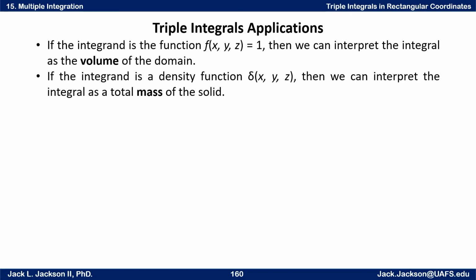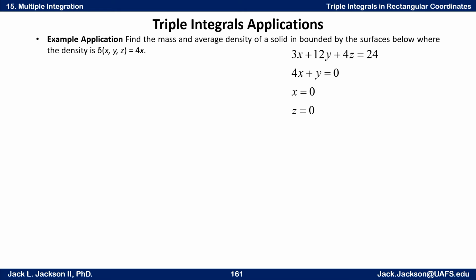So here's our example that we want to do. Find the mass and average density of a solid that's bounded by the surfaces below, where the density is given by 4x. So we have this 3D solid bounded by the surfaces below here. If you'll notice, all four of these things are planes. A couple of them are real easy to see. Z equals 0 is just the xy plane. X equals 0 is just the yz plane. This is a line in 2 dimensions.